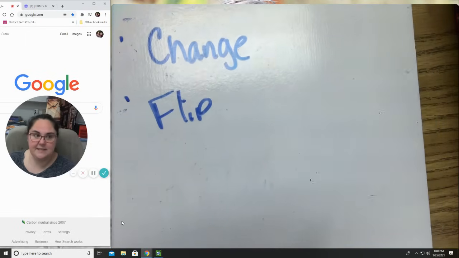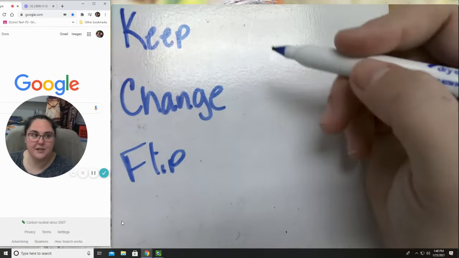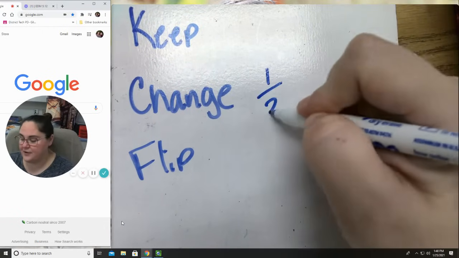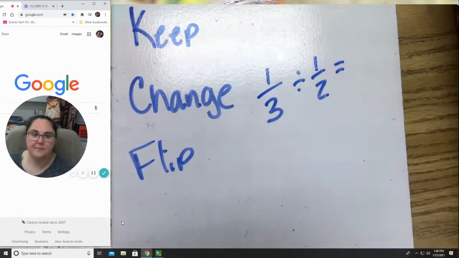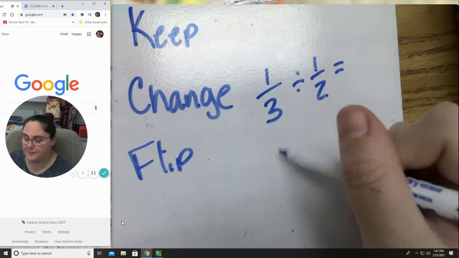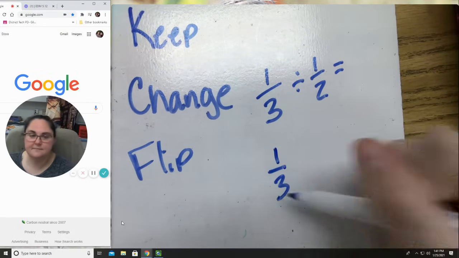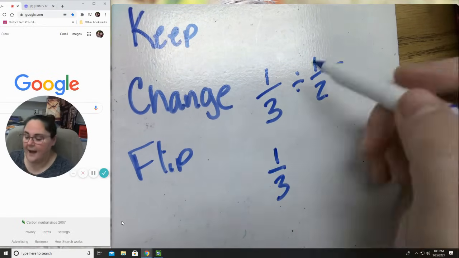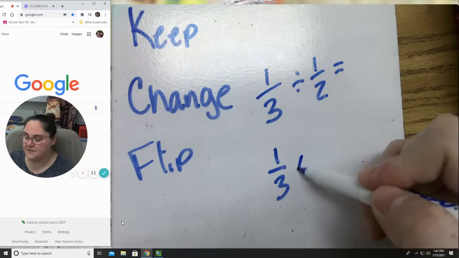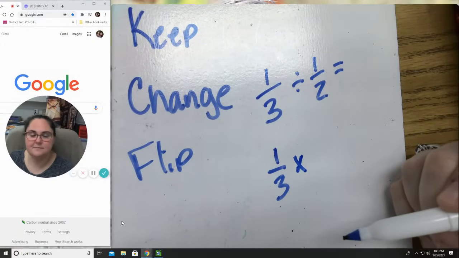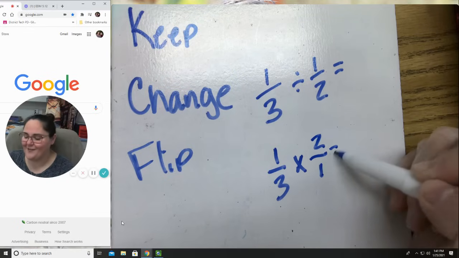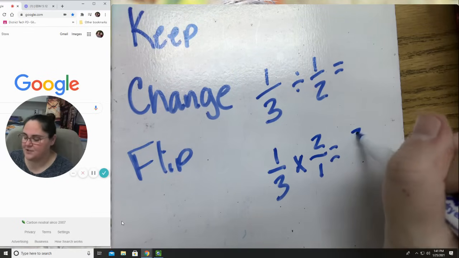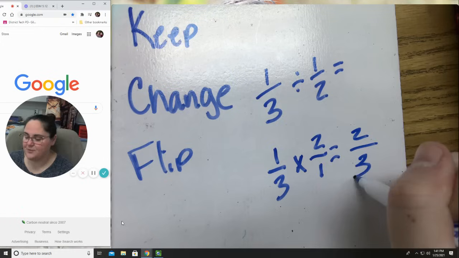What that means is, if I'm going to take a fraction, like 1/3 divided by 1/2, that means I'm going to keep my first fraction. I'm going to change my division to multiplication, and I'm going to flip my second fraction. 2 times 1 is 2, 3 times 1 is 3.